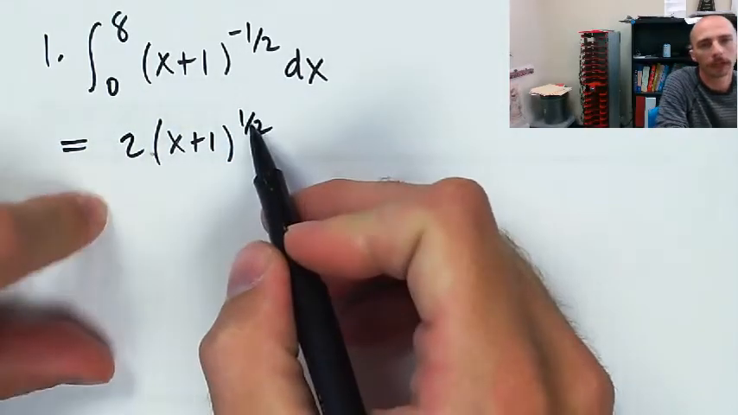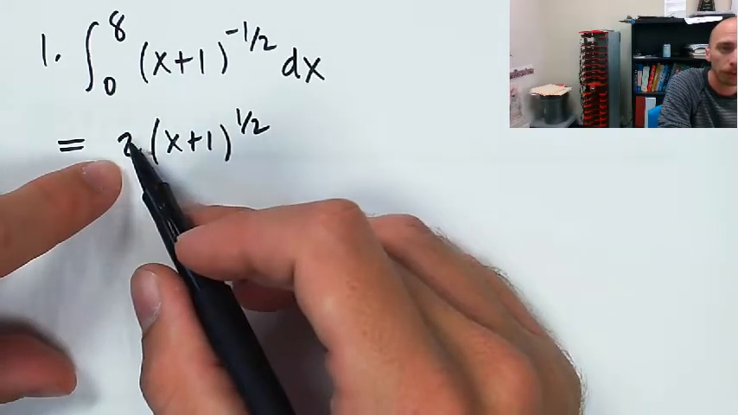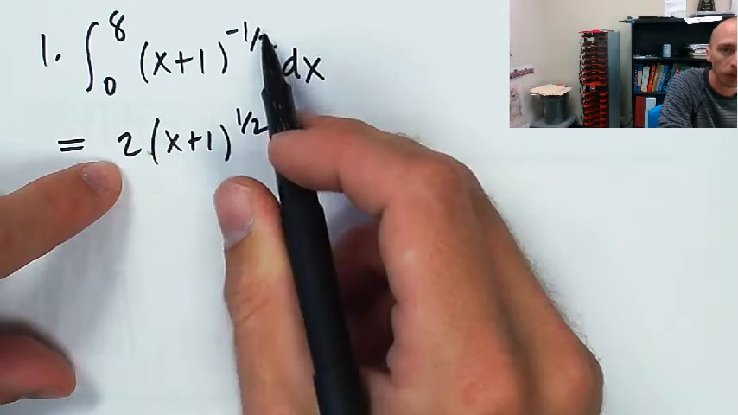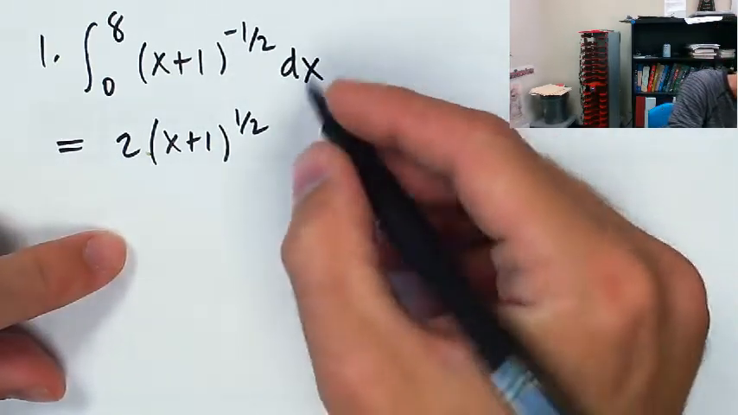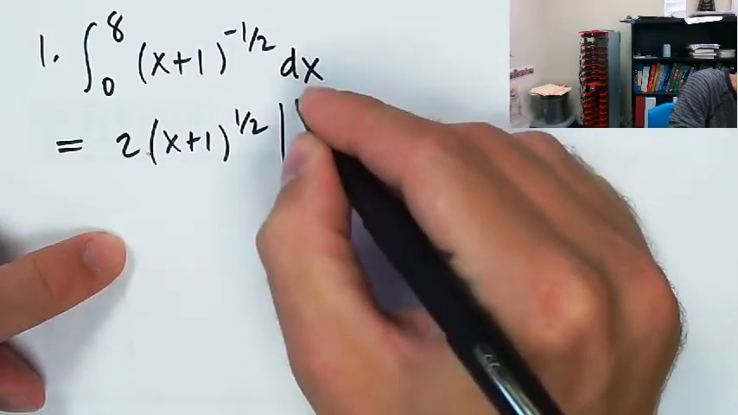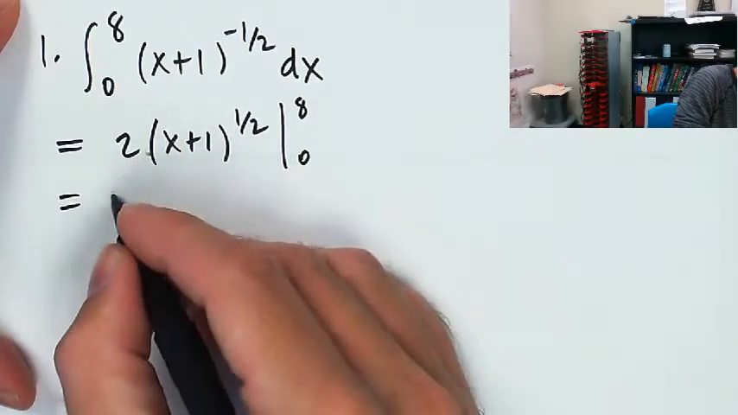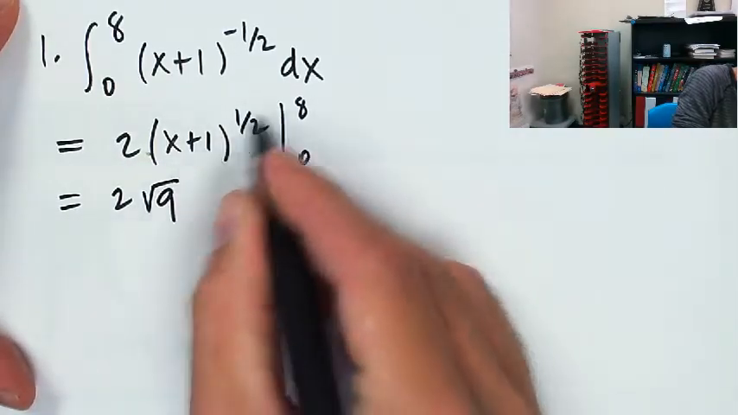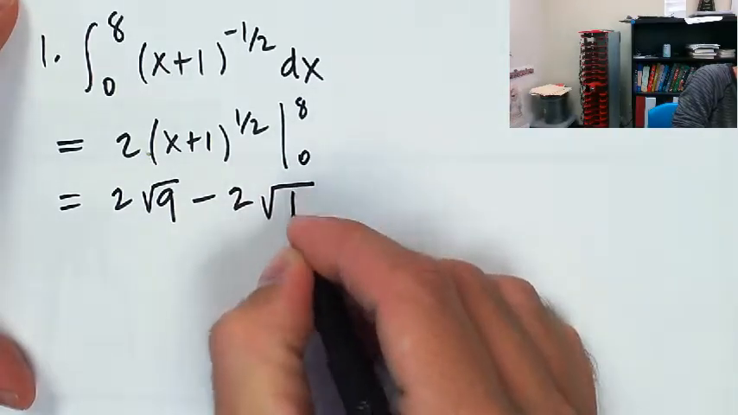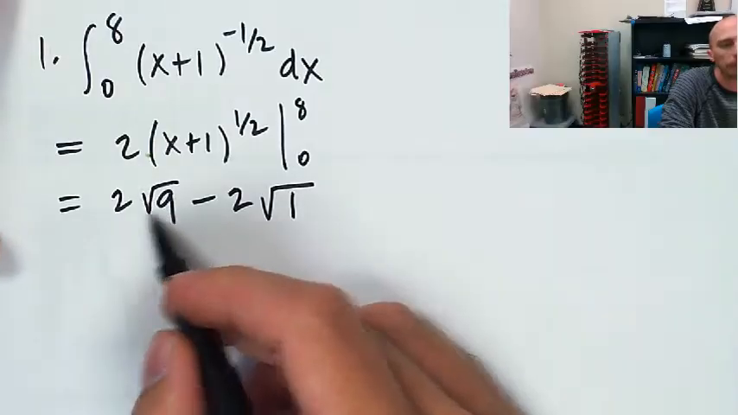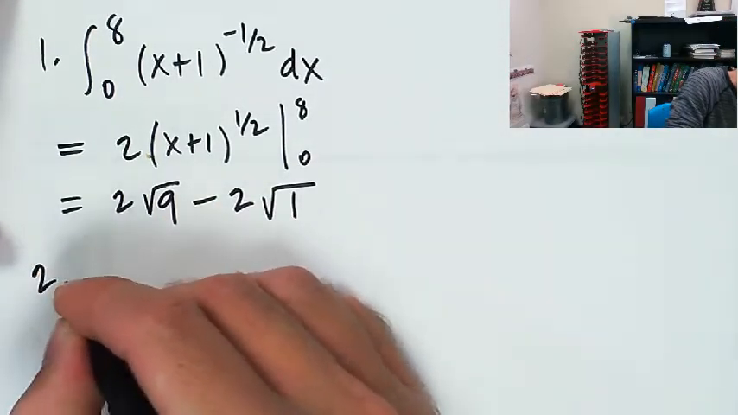Then I'm going to mentally check what would happen if I took the derivative. Would I get the integrand? Half of 2 is 1. Reduce the power by 1. That's good. And the derivative of the inside is 1, so I feel good about this. That's an antiderivative. I'm going to plug in 8, plug in 0, and subtract. That's 2 times the square root of 9, because that's the 1/2 power, 8 plus 1, minus 2 times the square root of 0 plus 1. And that would be 6 minus 4 is 2, or you could just leave it like that, whatever you feel.